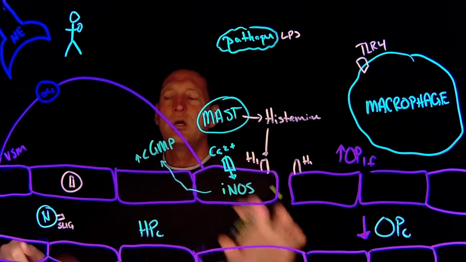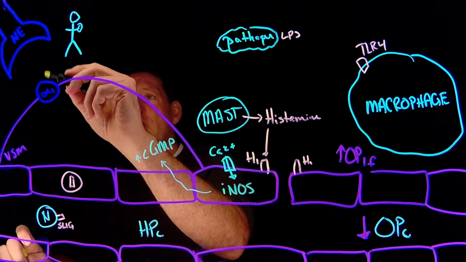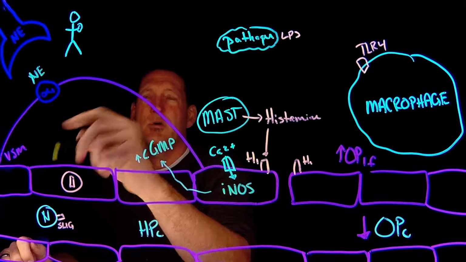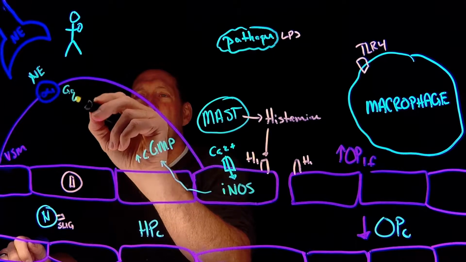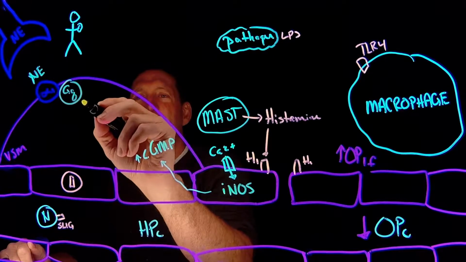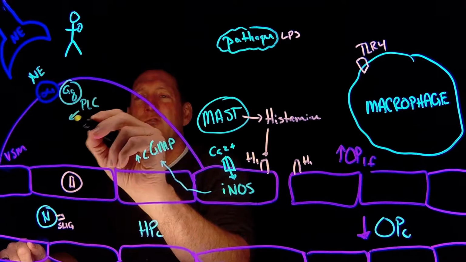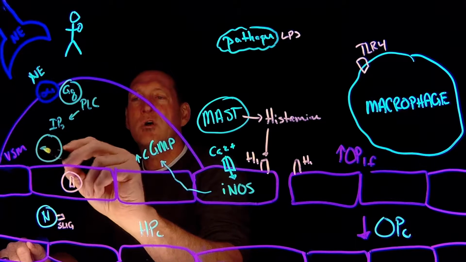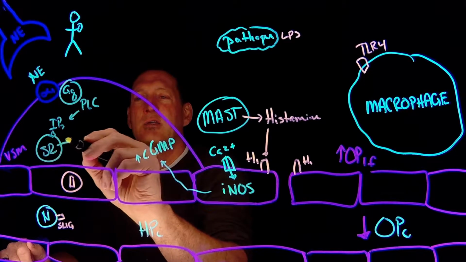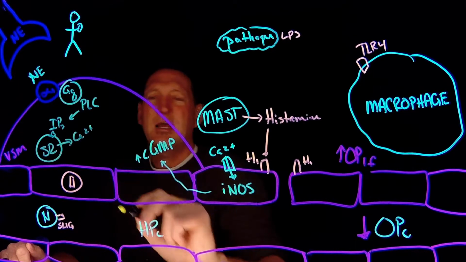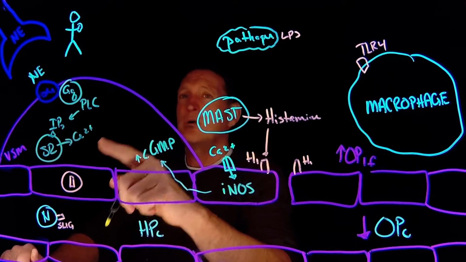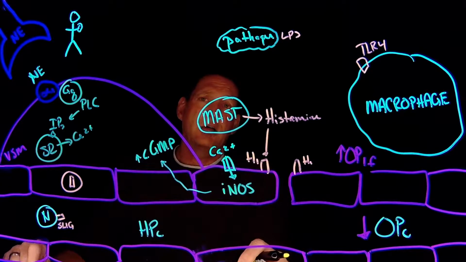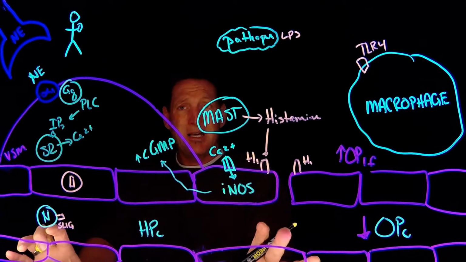vasodilation. Because under normal circumstances, I have norepinephrine being released, and the norepinephrine is plugging into the alpha-1 receptor, activating a Gq protein. That's activating phospholipase C. Phospholipase C activates IP3. IP3 goes to the sarcoplasmic reticulum, and it allows calcium release. That calcium release allows calcium to bind calmodulin. The calcium-calmodulin complex allows the activation of myosin light chain kinase.